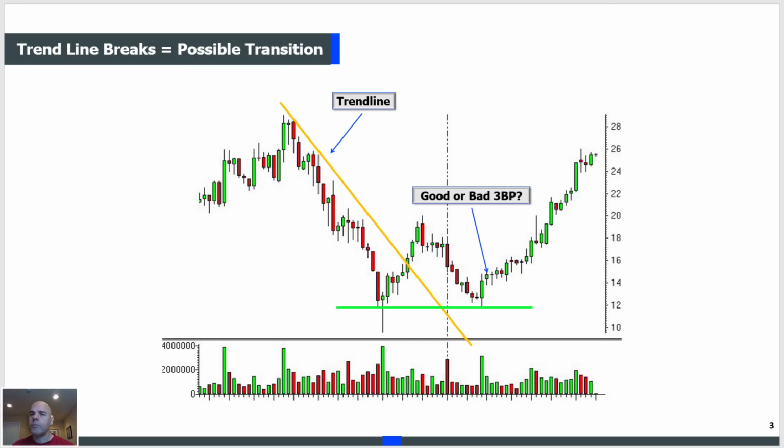Okay, so this, for example, is an example of a trend line break. There's no moving average on here, where the stock moves up, pulls back, retests the low here, but doesn't put in a new low and then goes higher.